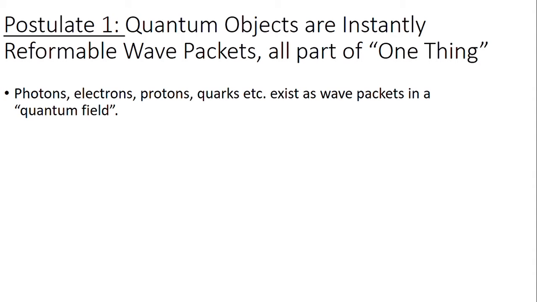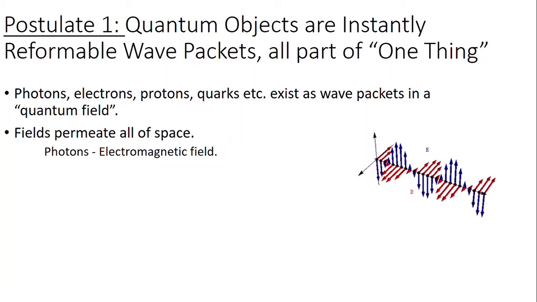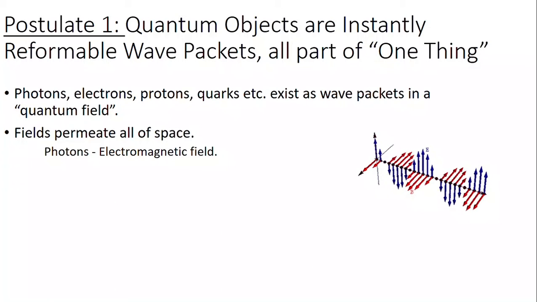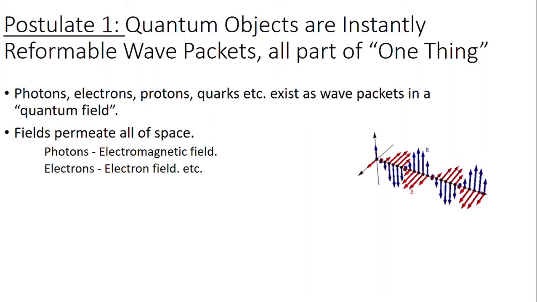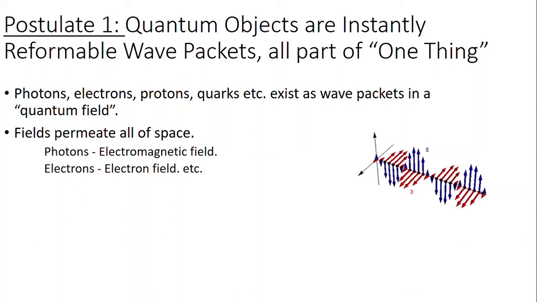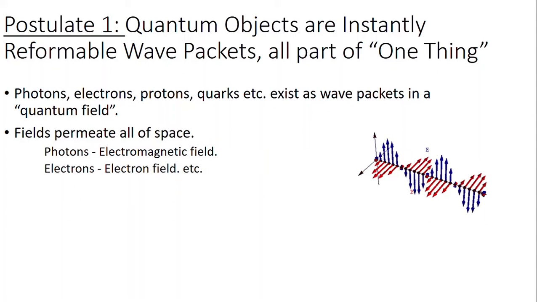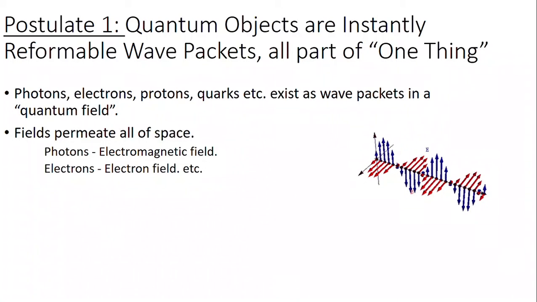Quantum objects like photons, electrons, quarks, and so on, they all exist as wave packets in a quantum field. Now, a field is something basic to the universe that permeates all of space. Photons are traveling vibrations in the electromagnetic field, and as they travel along, they tend to form a wave packet. Electrons exist in the electron field, and they also form wave packets as they freely travel along, but they have a bunch of different properties, such as mass and negative charge. And quarks have their own quark field, and so on.